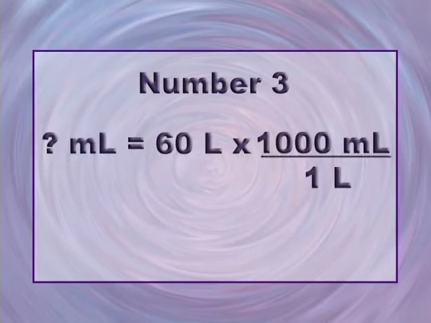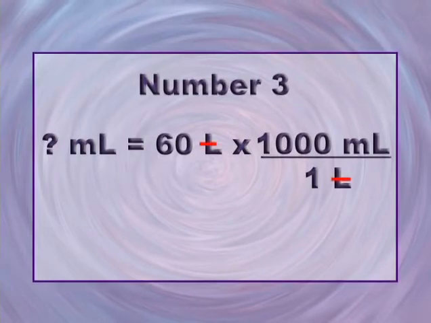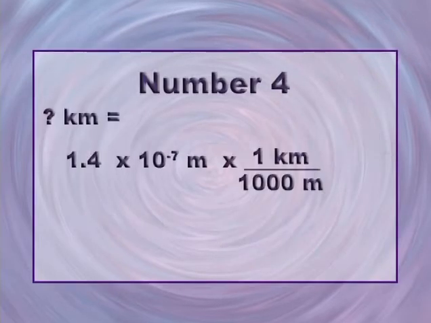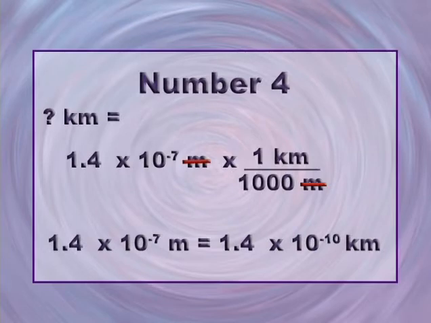Number 3 uses the conversion factor that 1 liter is equal to 1,000 milliliters. After you set it up correctly and do the math, you get 60 liters being equal to 60,000 milliliters. Of course, in scientific notation, this would be 6 times 10 to the 4th. For number 4, you had to use the conversion factor that 1 kilometer is equal to 1,000 meters. Once you set it up correctly and did the math, you found that 1.4 times 10 to the negative 7th meters is equal to 1.4 times 10 to the negative 10th kilometers.